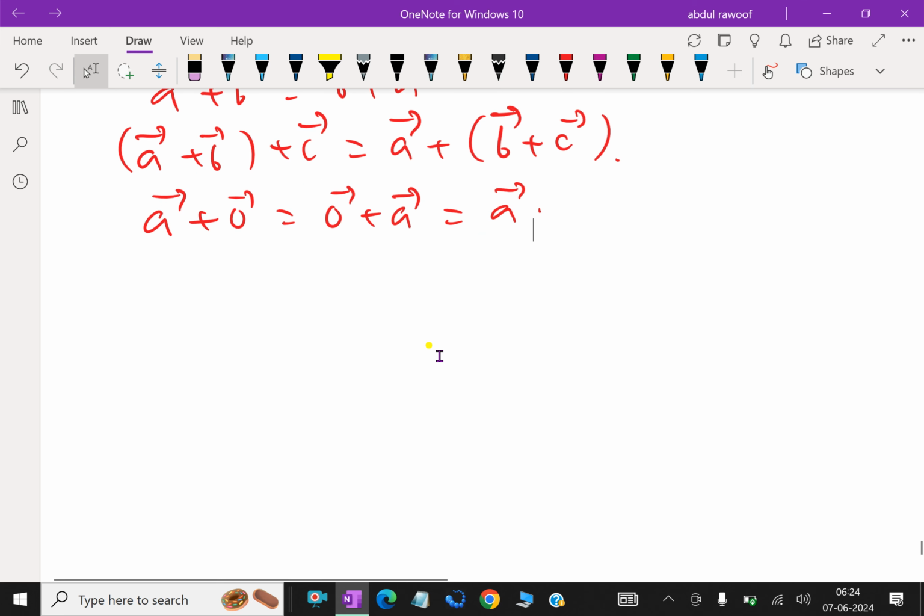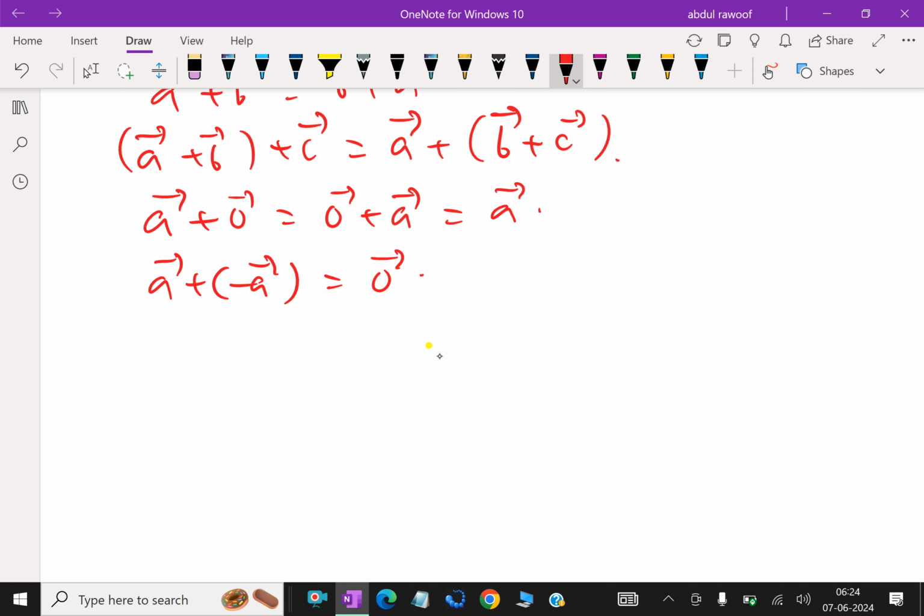Now, vector A added to the negative of that same vector A gives the 0 vector. That means you can further write minus vector A plus vector A is equal to 0 vector.